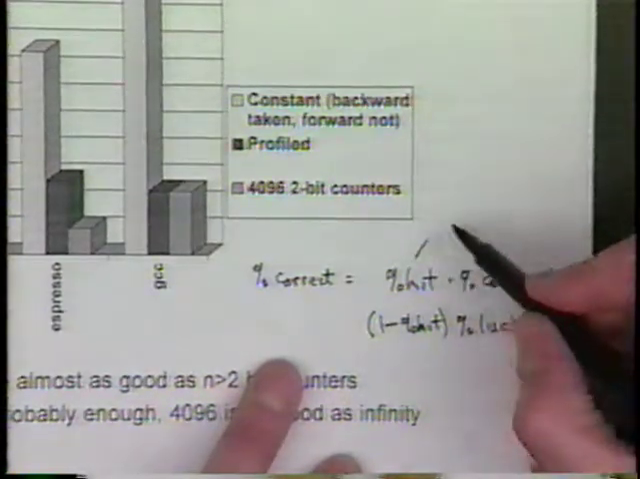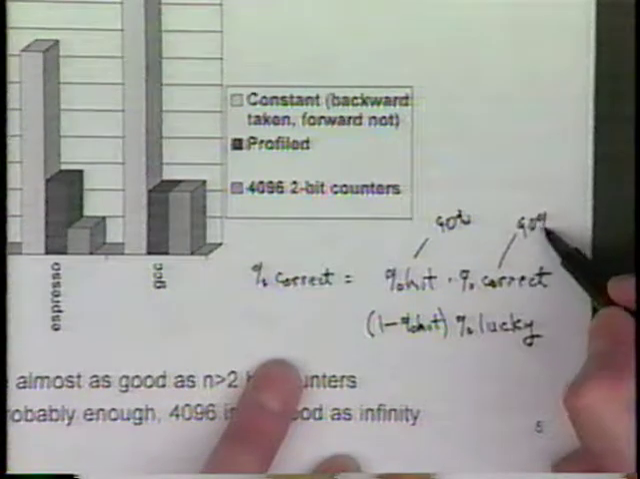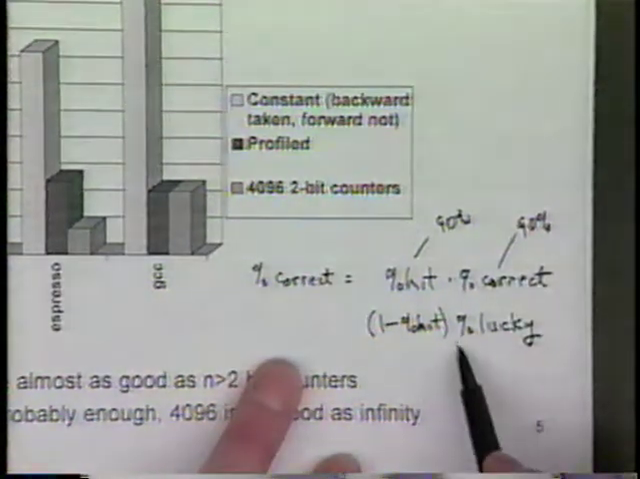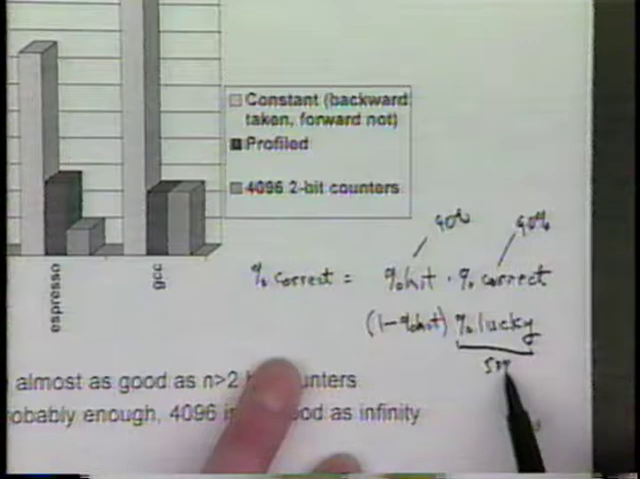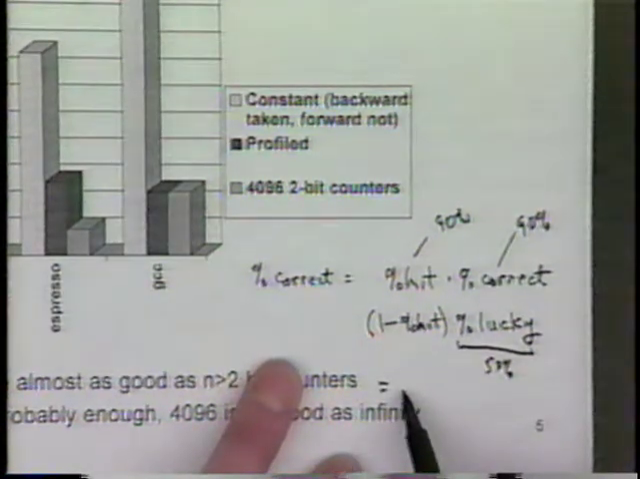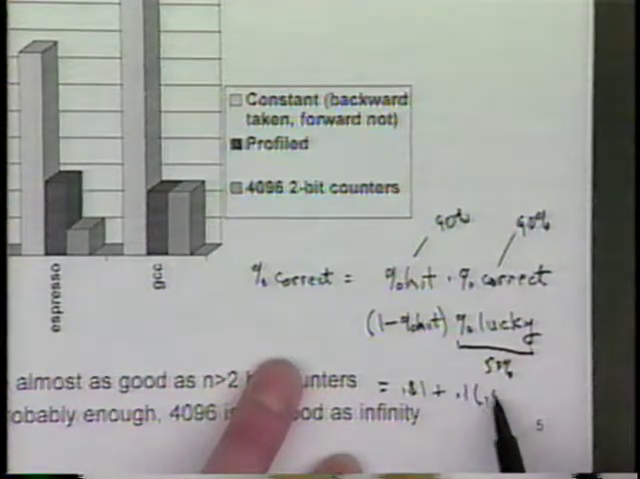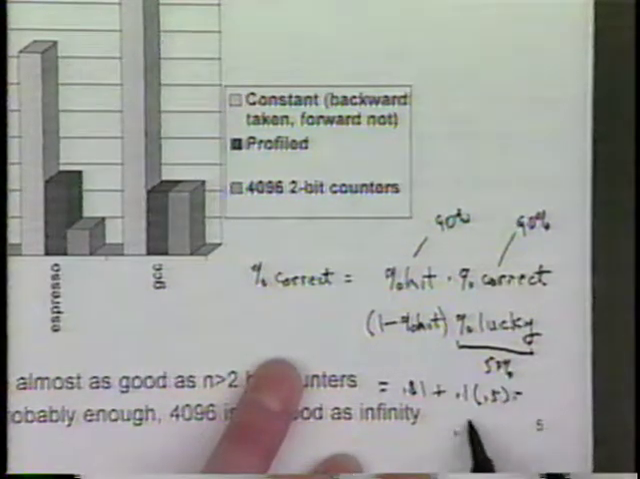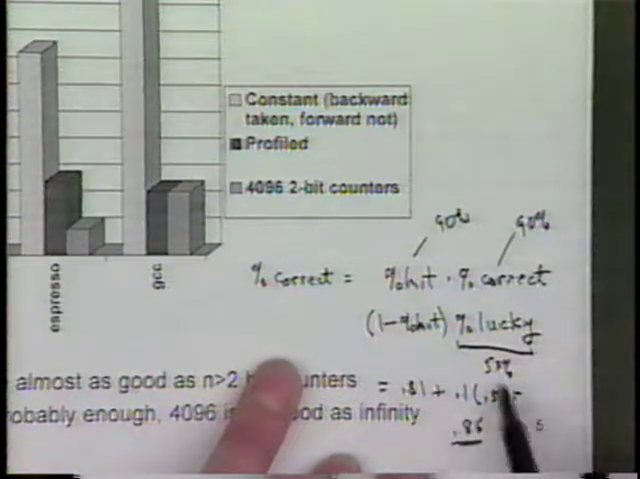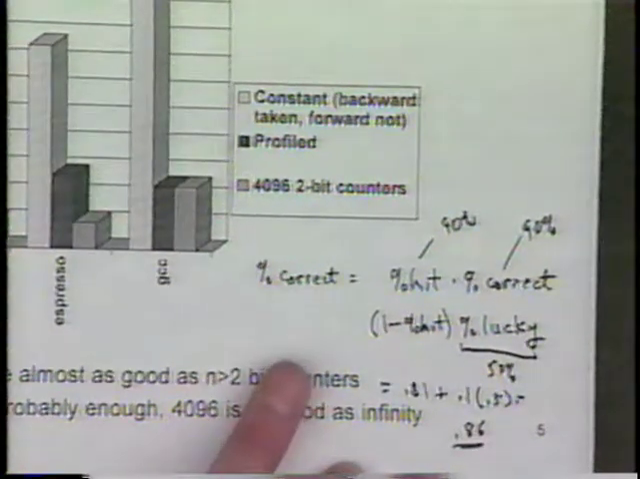So if we're hitting 90% in the cache, and 90% of those are correct, we might still be lucky 50% of the time, or something like that. So the overall correctness is 0.81 plus 0.1 times 0.5, or 0.86. So we gained a little just by being lucky in the case where we didn't actually make a hit in the history table.